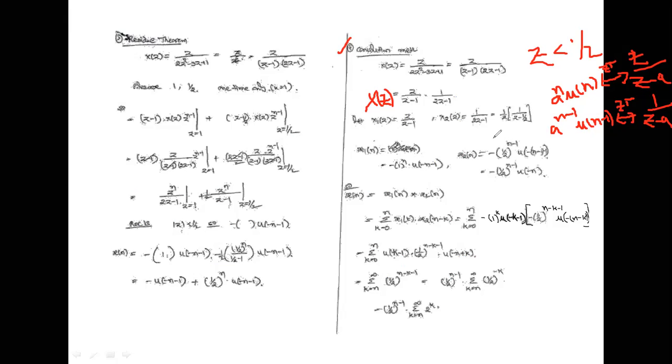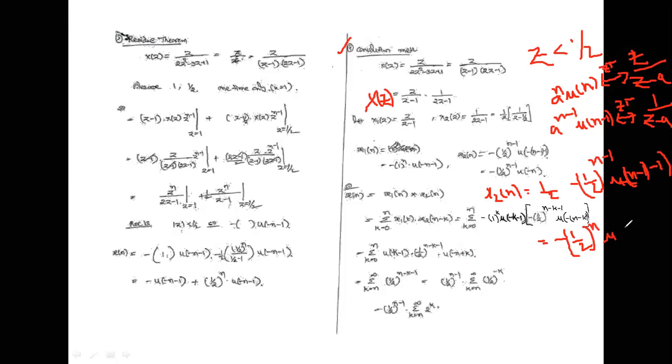So 1 by 2 is already there. It is a constant coefficient, simply you can say 1 by 2. So by using this formula, x2 of n is equal to, already the 1 by 2 is there. Because it is a less than term, I'm taking minus (1 by 2) whole power n minus 1 u of minus n minus 1 minus 1. So simplify this: minus 1 by 2, here (1 by 2) whole power n minus 1. Already one term is 1 by 2 here. So minus (1 by 2) whole power 1 and (1 by 2) whole power 1 becomes (1 by 2) whole power n only.